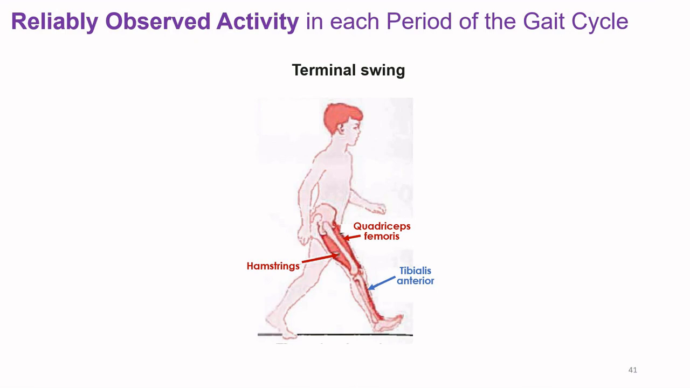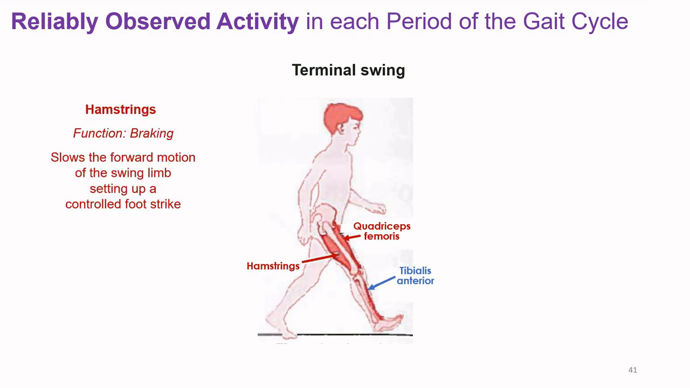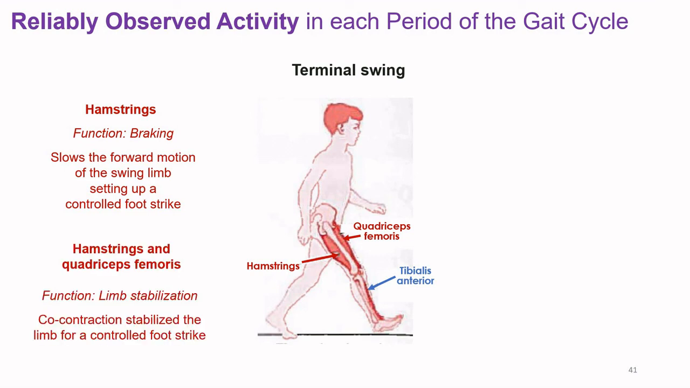In the terminal phase of gait, we see the hamstrings acting to suck energy out of the forward-moving limb. The function here is to slow the motion of the forward-moving limb to facilitate a controlled foot strike. Together with the hamstrings, we see the quadriceps femoris being recruited. The quadriceps femoris is an antagonist to the hamstrings. This co-contraction of the quadriceps femoris and the hamstrings acts to stiffen and stabilize the limb, again allowing for a controlled foot strike.